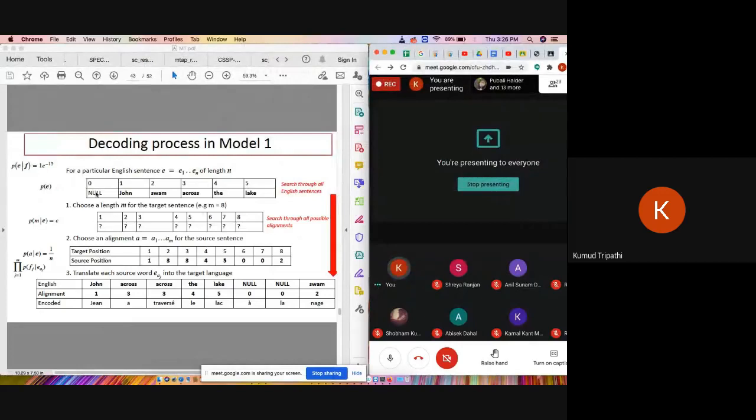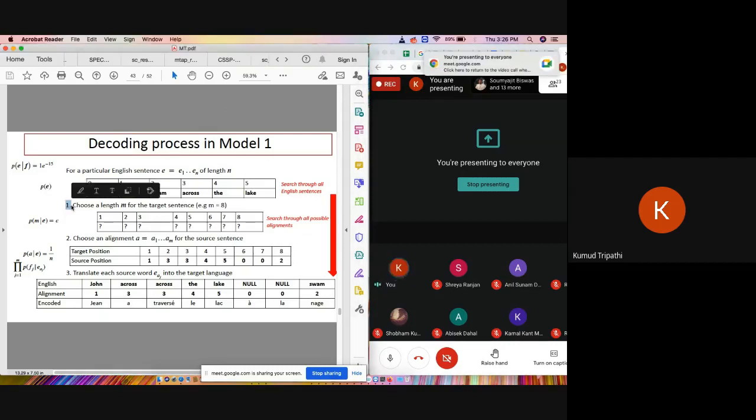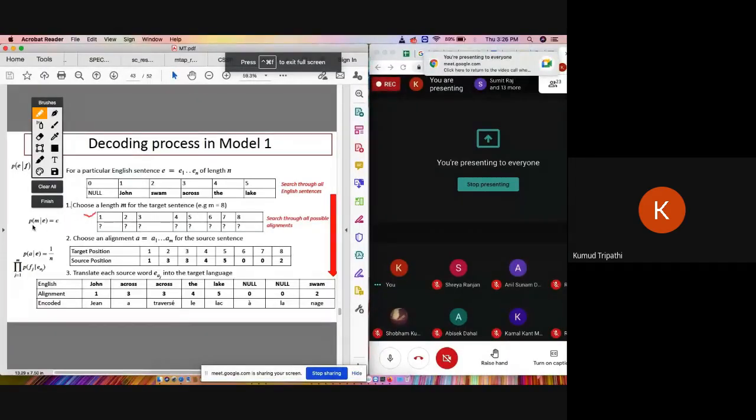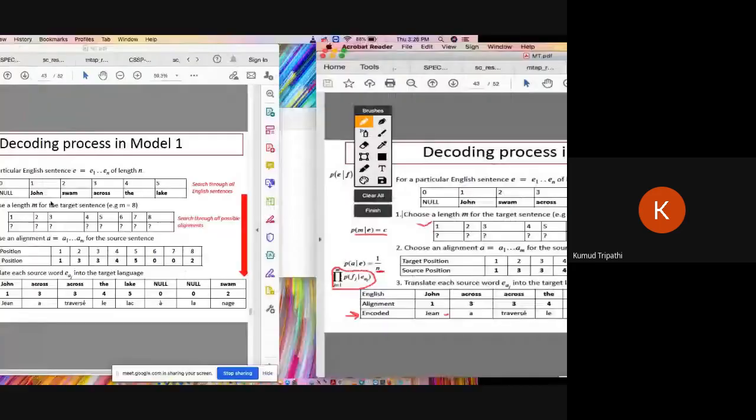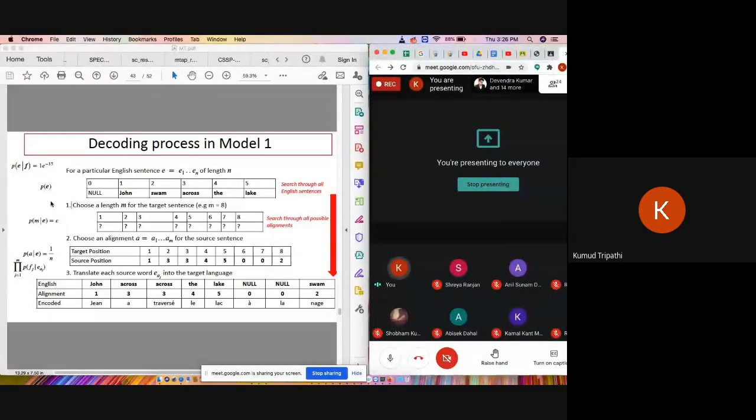Now again we want to retrieve the foreign sentence. Okay. So again the steps are the same at the time of decoding. Whatever steps you involved at the time of encoding, the same steps you are going to follow at the time of decoding. So first you need to choose the length of the target sentence, and the probability is epsilon. Now the probability of the alignment is 1 by n, and finally you need to find this one and multiply. So here you can see that whatever you have encoded, the same sentence you have decoded. Okay. So this is represented for one example.